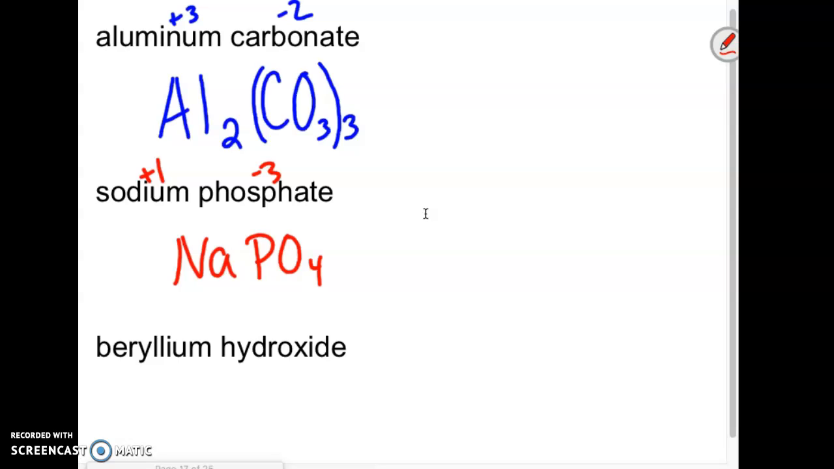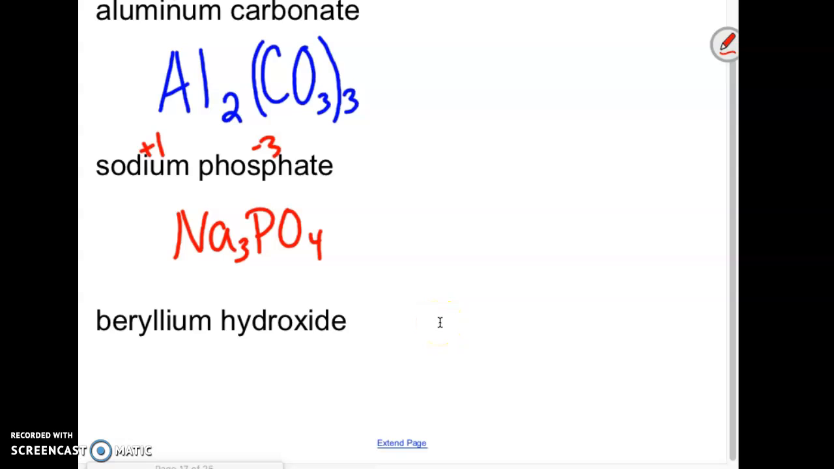The lowest common multiple between 1 and 3 is 3. I need 3 number 1s to get to there. I only need 1 phosphate because phosphate is already -3. So I'm golden. Na3PO4. Now the last one, beryllium hydroxide.